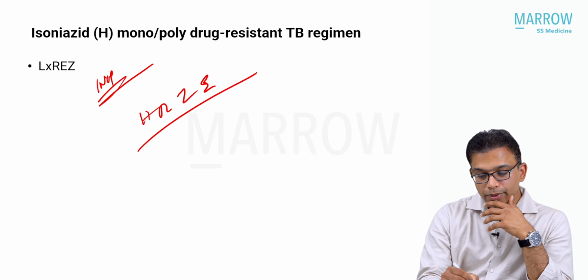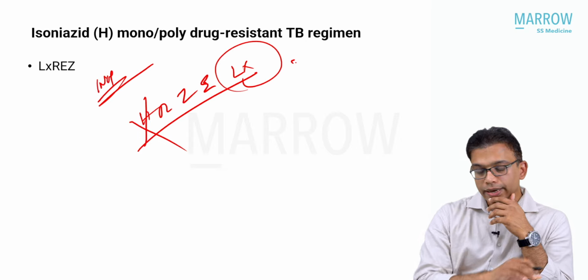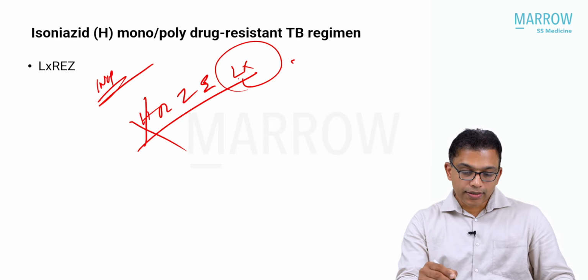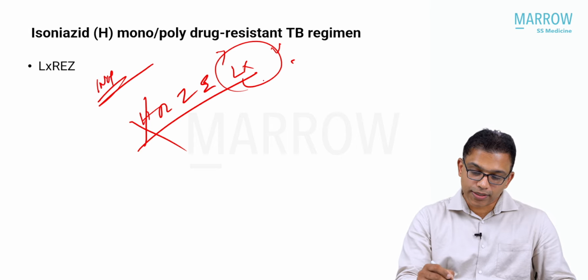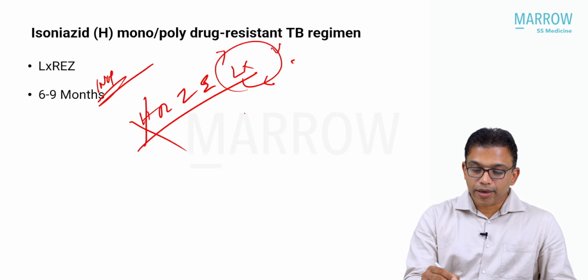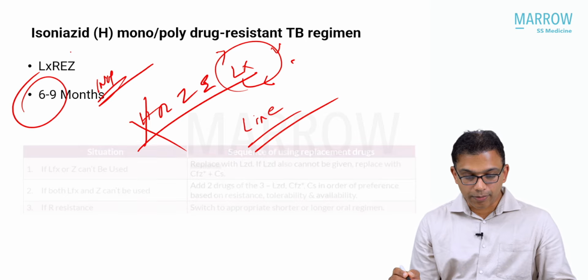Instead of HRZD, it becomes, you replace INH with levofloxacin. Then it becomes the INH mono drug resistant regime. Now the question is related to the fact that the patient is intolerant or has some sort of resistance to levofloxacin also. So that has to be replaced by linezolid, and this has to be continued for 6 to 9 months also.